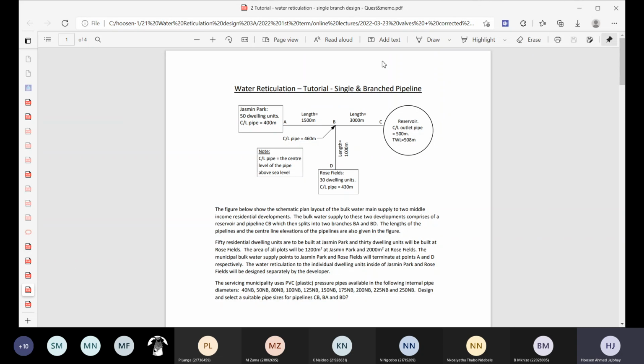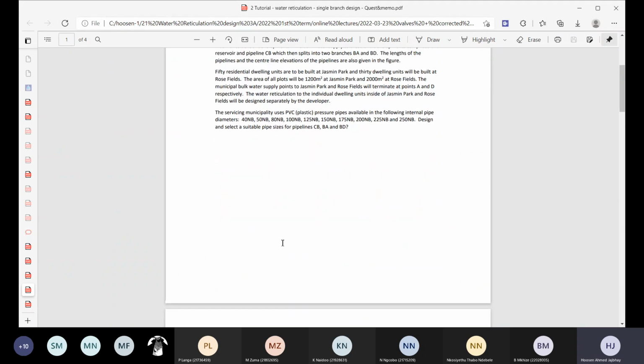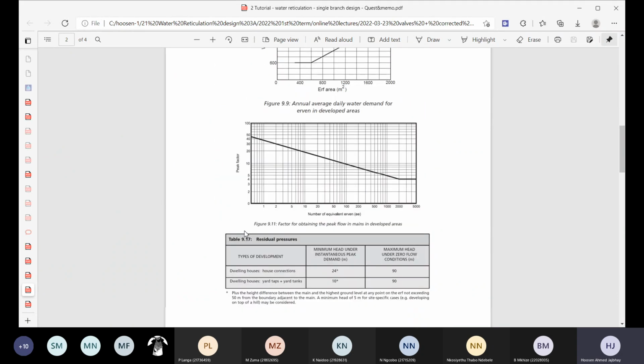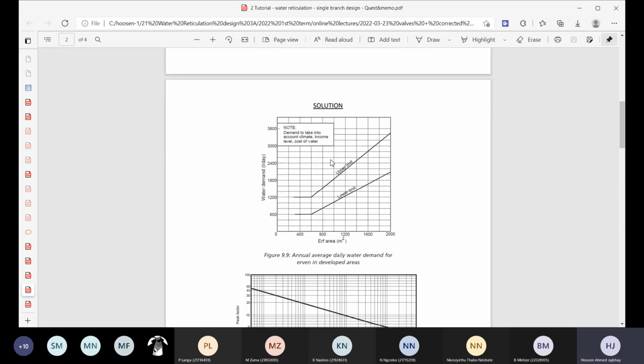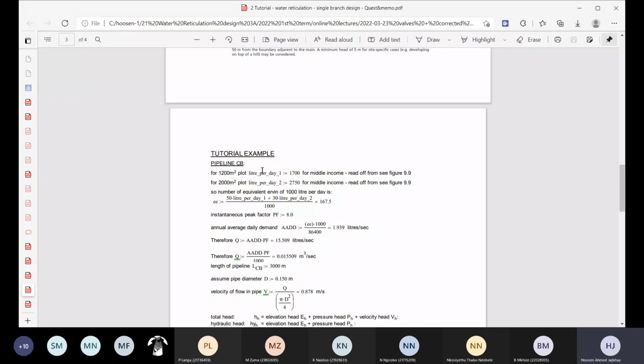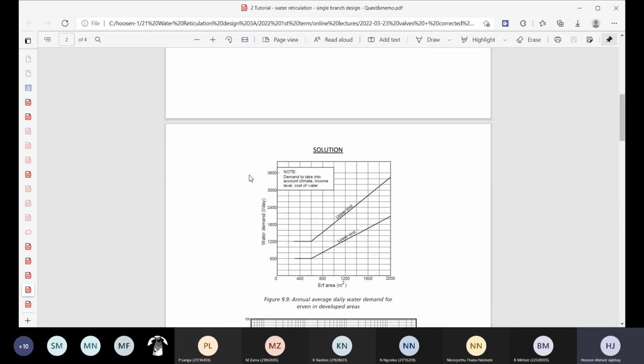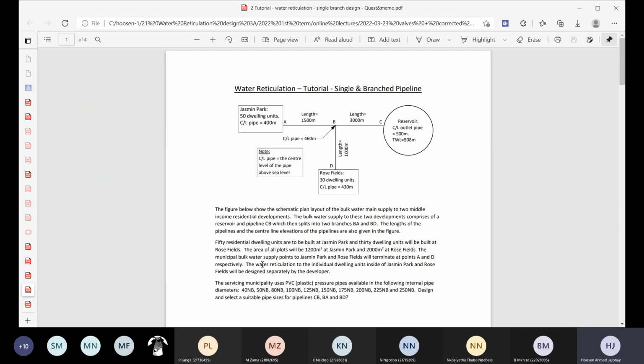Okay, so with regard to the tutorial, you may be familiar with that. I did go through this tutorial with you, or issue it to you. In fact, I went through it quite quickly and told you that you must study it yourself. All the answers are written there. And one of the students pointed out, or raised a query about it. This was the solution that was given there, and there were two pipelines you had to design. The question asked you to design, I think, pipeline CB.